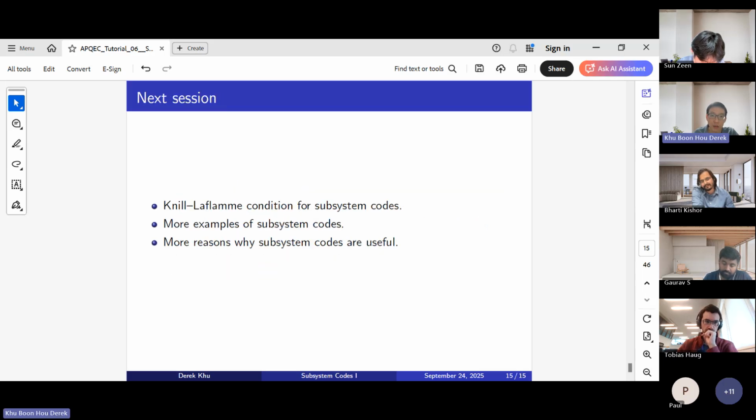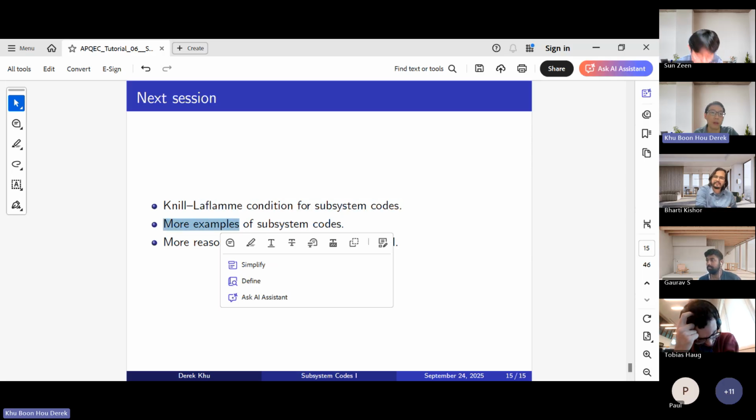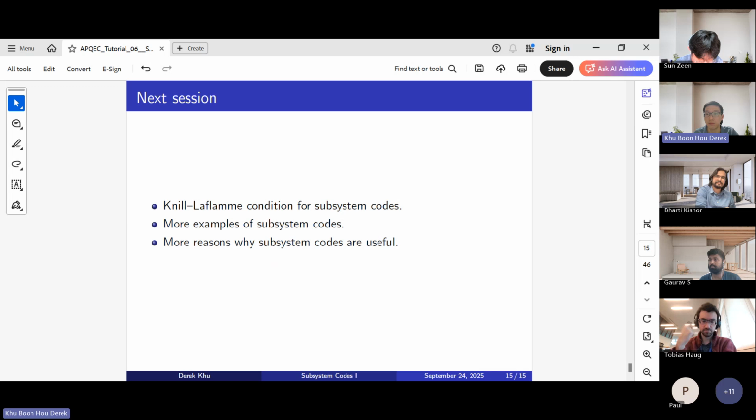So for the next session, we will talk about the Knill-Laflamme condition. I believe Andrew discussed the Knill-Laflamme condition in tutorial 3. We have an analog of the Knill-Laflamme conditions for subsystem codes. Then we will talk about more examples of subsystem codes, and more reasons why subsystem codes are useful besides reducing the weight of the checks.